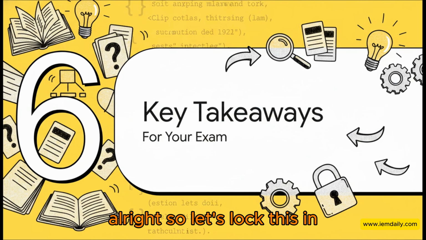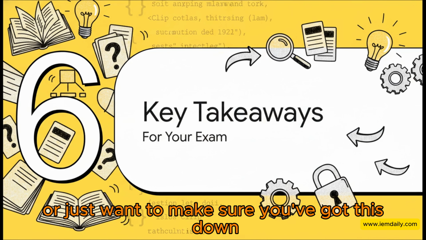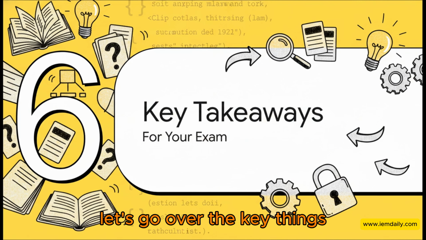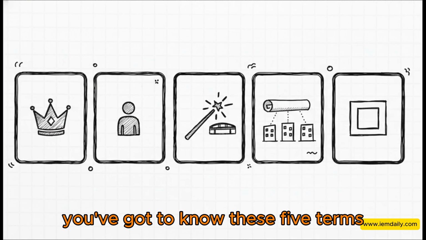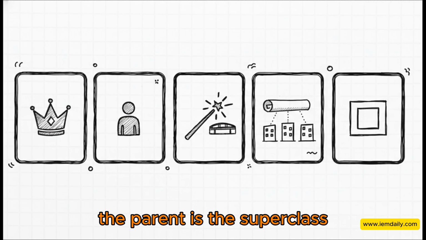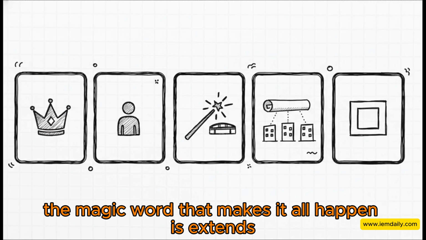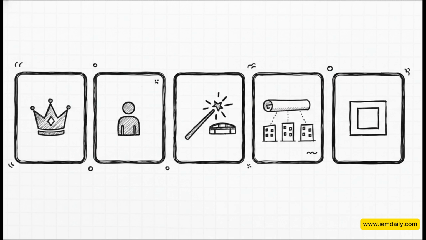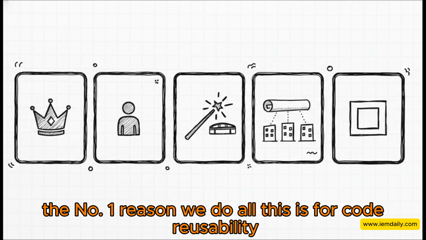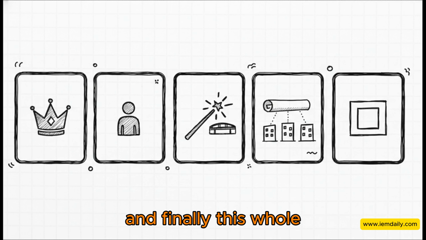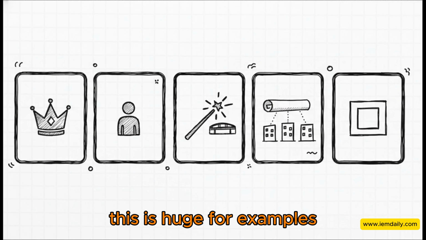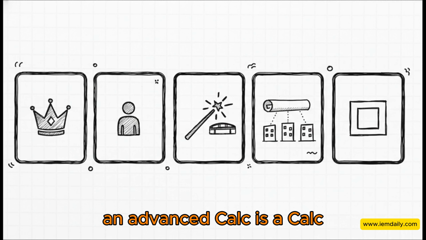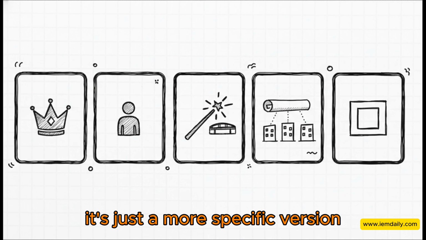All right, so let's lock this in. Whether you're studying for an exam or just want to make sure you've got this down, let's go over the key things you absolutely have to remember. You've got to know these 5 terms. The parent is the superclass. The child is the subclass. The magic word that makes it all happen is extends. The number one reason we do all this is for code reusability. And finally, this whole thing creates what's known as an ISA relationship. This is huge for exams. An AdvancedCalc is a Calc. It's just a more specific version.